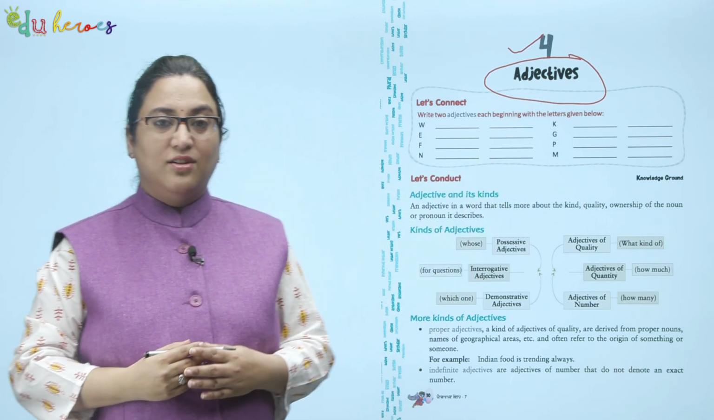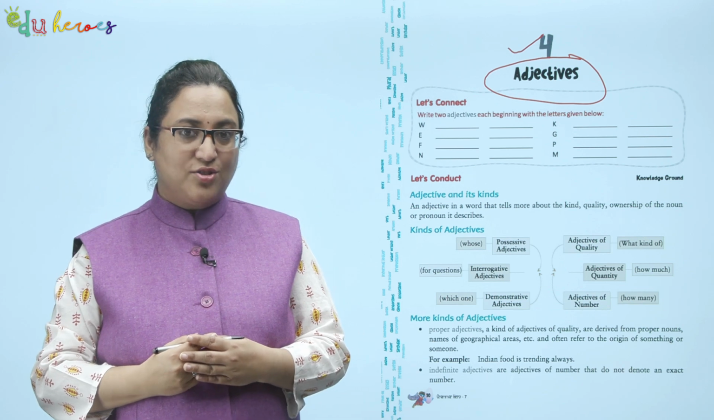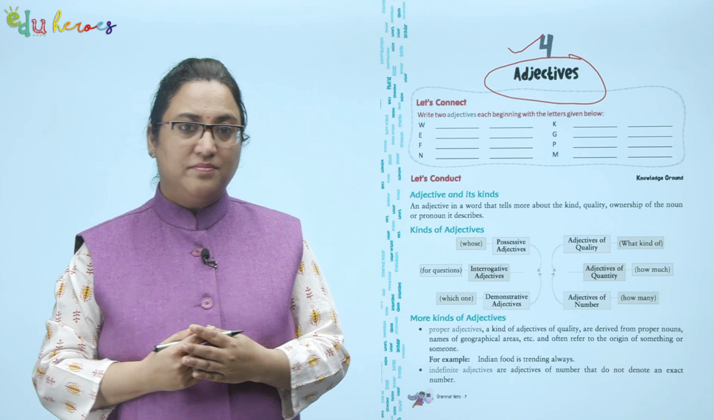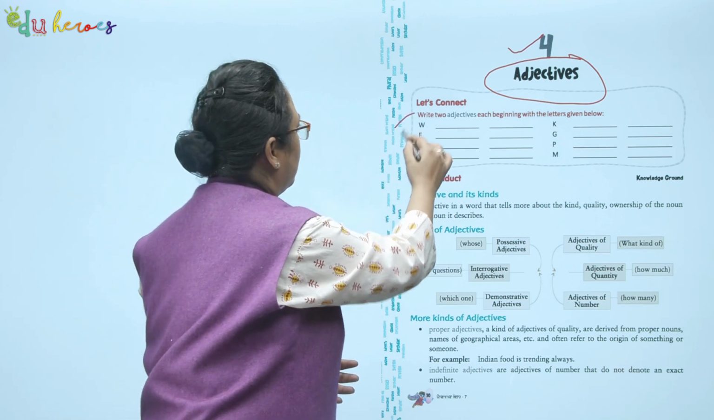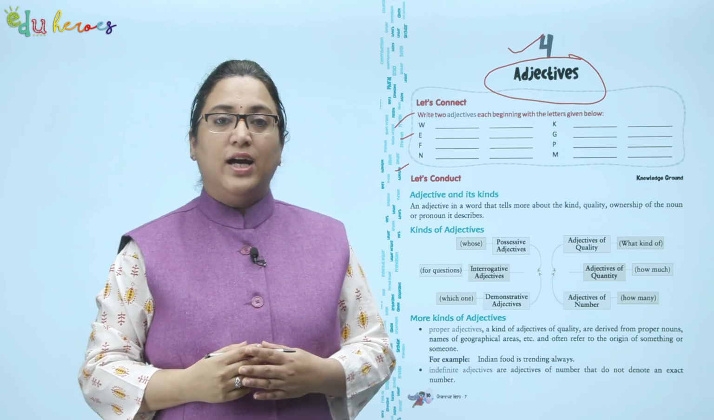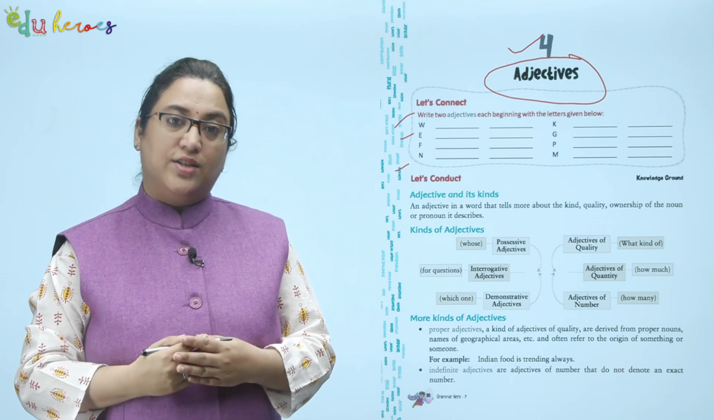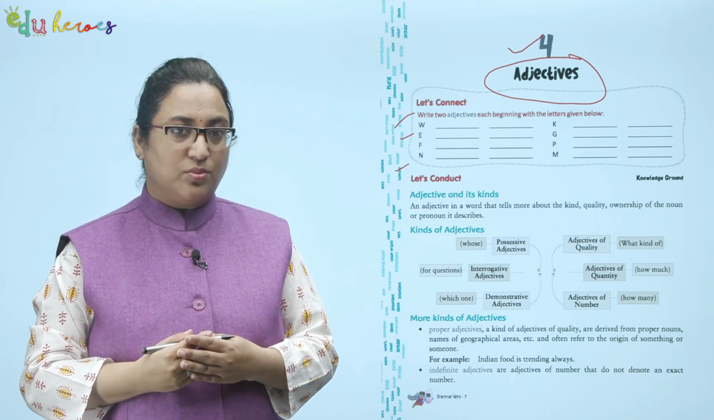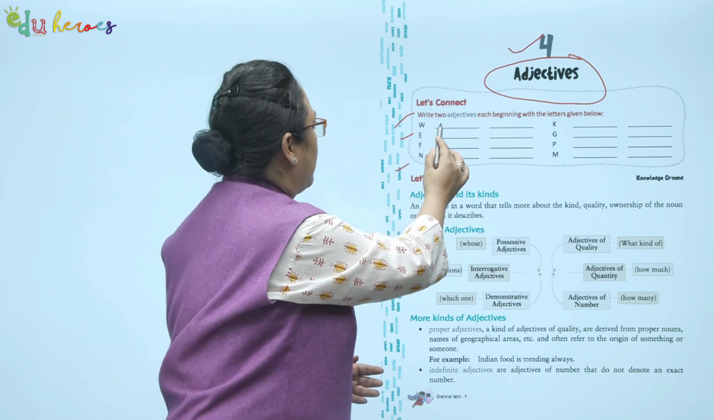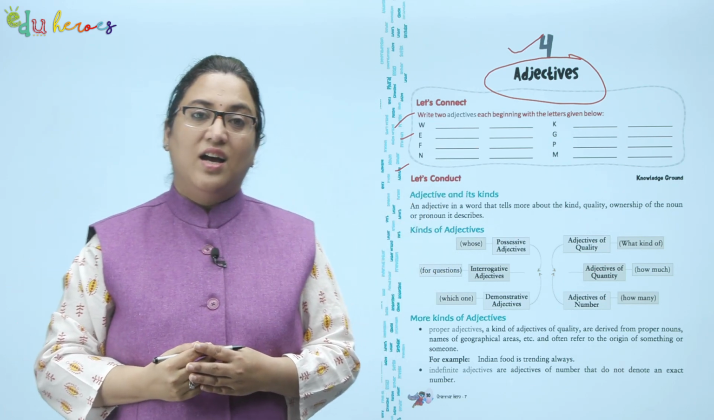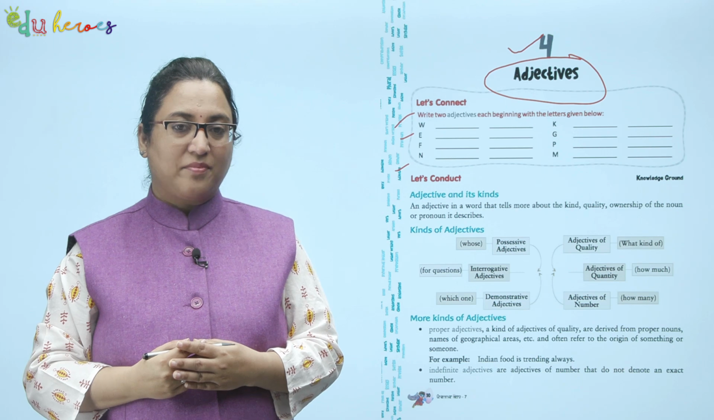Let's start with a quick exercise to check your understanding. Here you can see some letters: W, E, F, N. Try to write 2 adjectives each beginning with the given letters here. So suppose with W you can think of 2 adjectives and likewise. I'm sure you'll be able to do that.